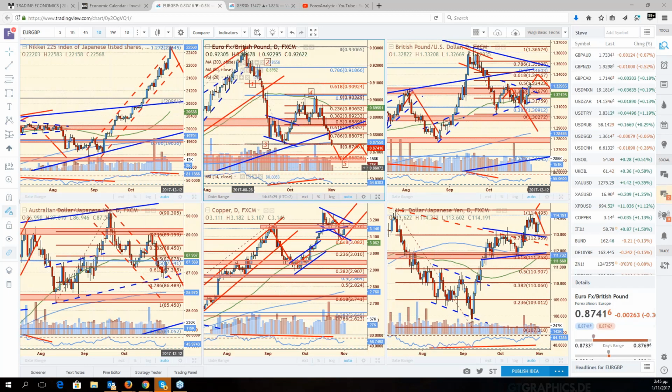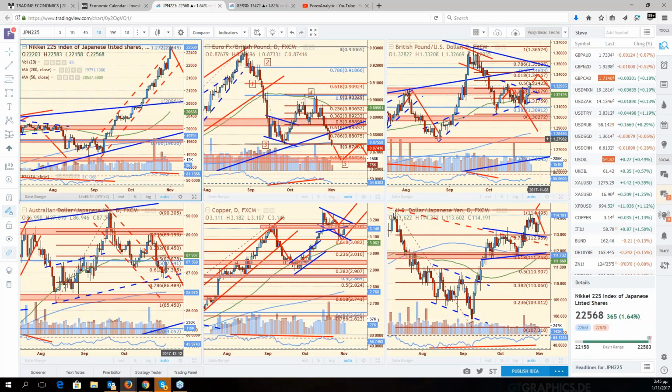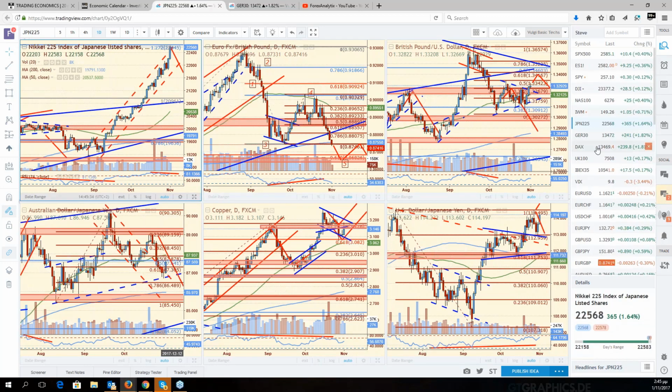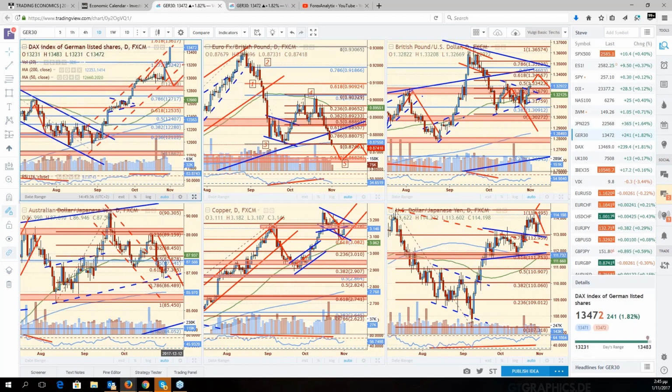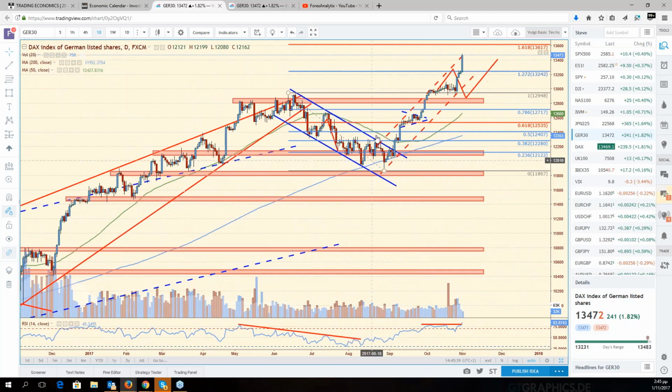Check out the DAX. Yep, DAX is a good idea to have a look at. DAX is trying to go parabolic as well, by the way. It's almost 2% higher today, and it's currently testing this ascending channel. The next resistance for DAX is at 13,617, which is the 161.8 of this move lower.